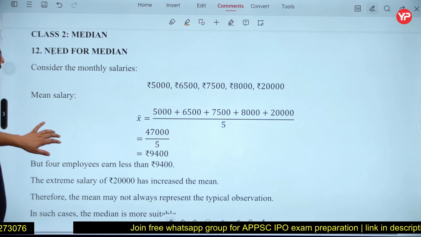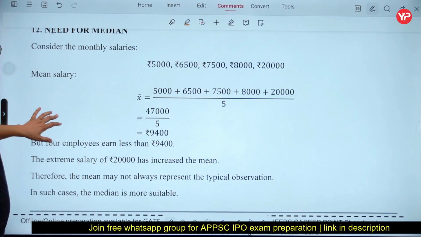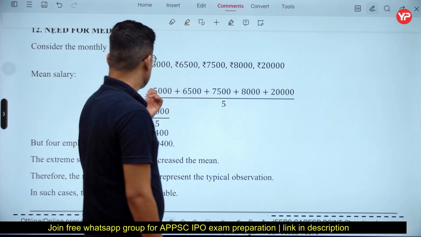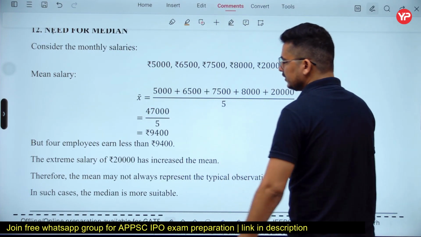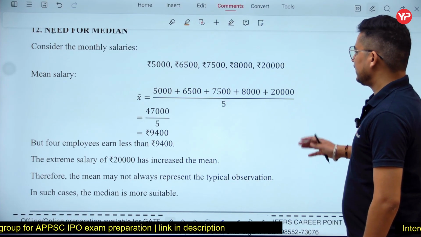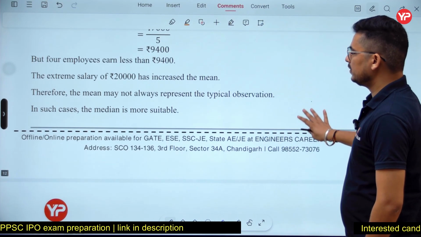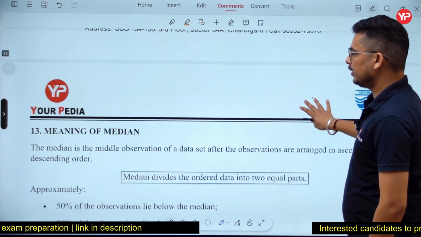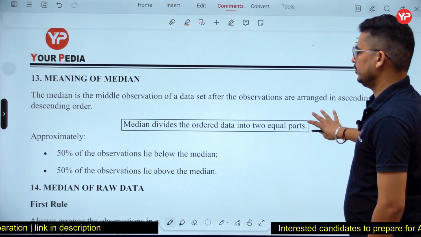The comparison method is also there. We will assume the mean. Like here, consider the monthly salary is given to you, we find the mean, that is 940. An extreme salary increases the mean. If an extreme salary is there, it will increase your mean, so the mean is not that important in such a case. Yeah, that is the important point.